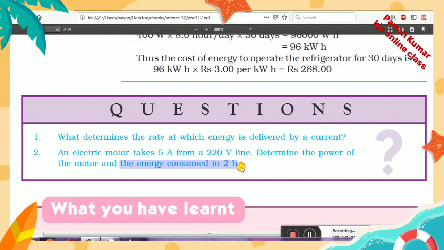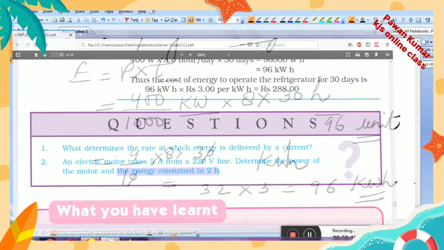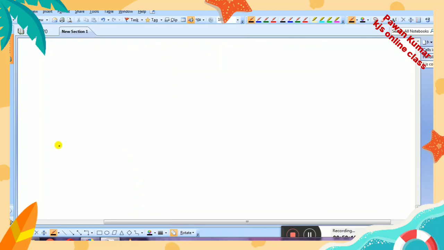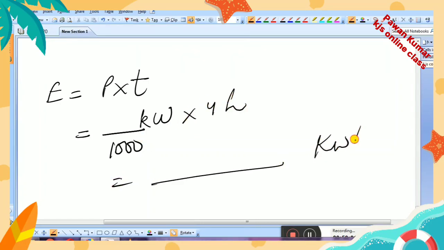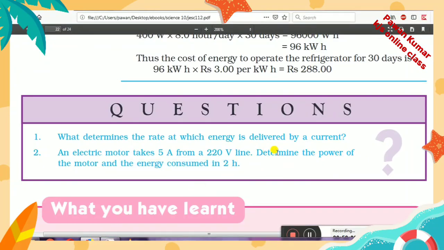And the energy consumed in 2 hours. Energy consumed means E is equal to, by the formula we just used, energy is equal to power into time. If you calculated power in watt, first you convert it into kilowatt by dividing by 1000, and time is 4 hours. Find this out, you will get energy in kilowatt hour. The same thing they are asking.